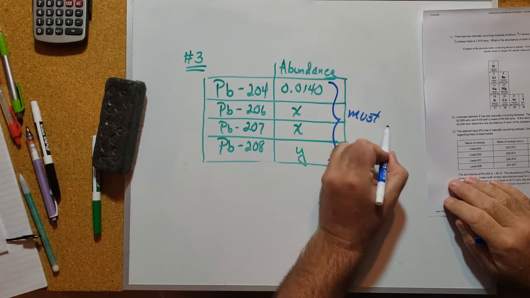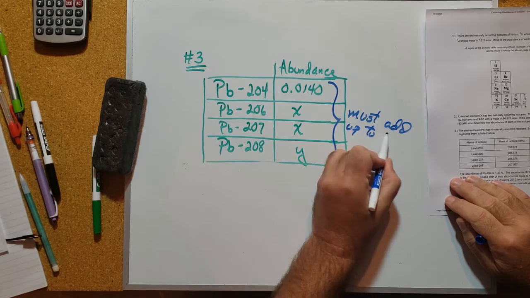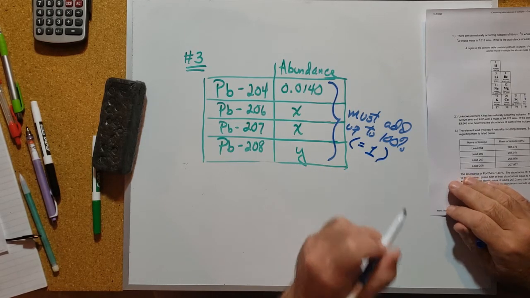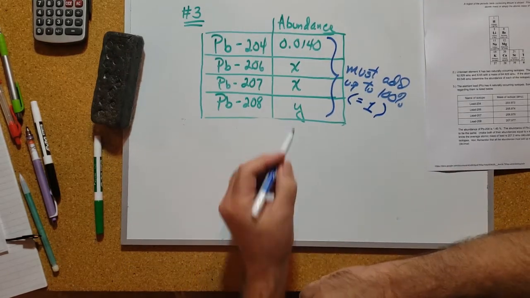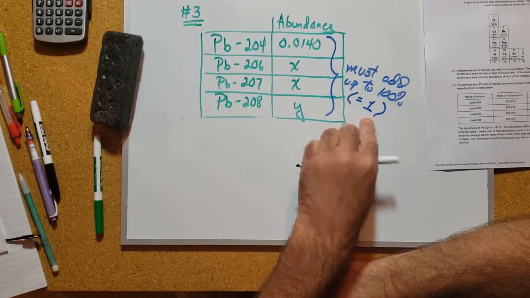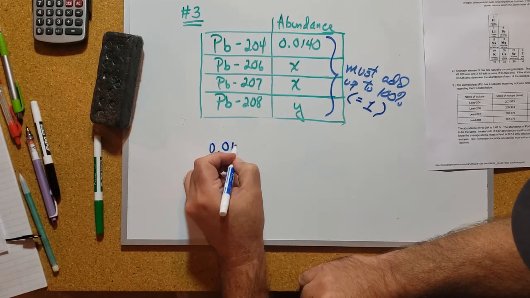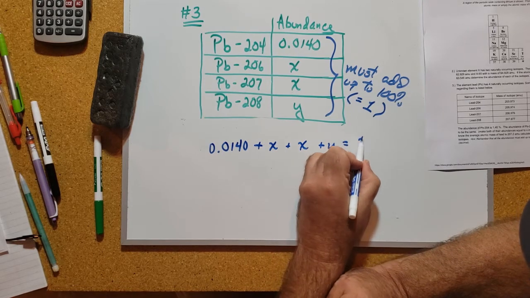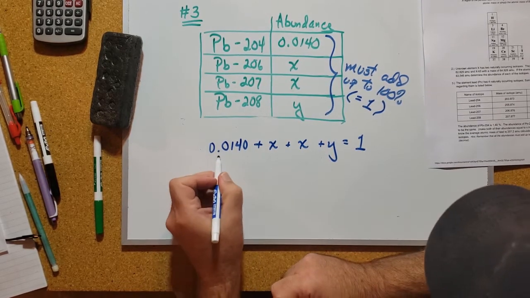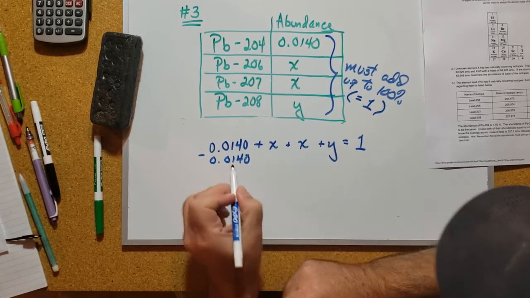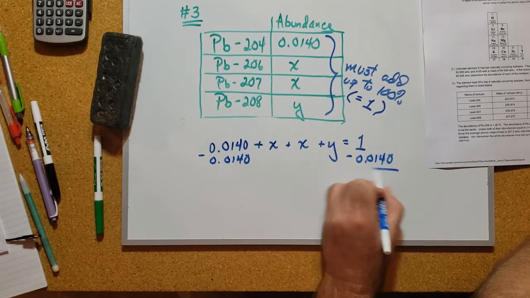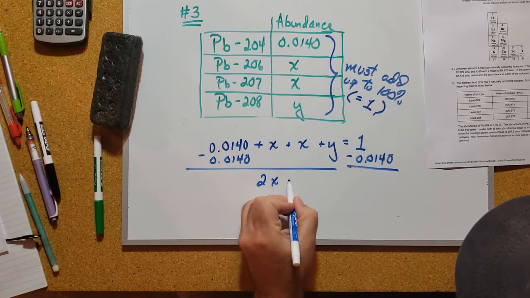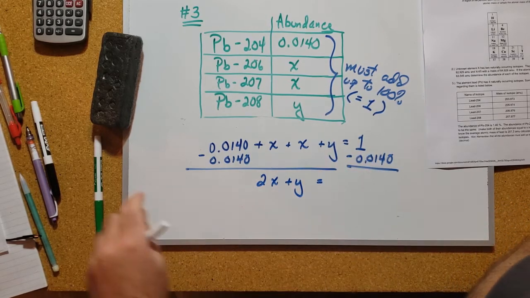These 4 percentages must add up to 100%, which as a decimal is equal to 1. So let's just write this equation out this way. This number plus this number plus this number plus this number equals 1. 0.0140 plus x plus another x plus y is equal to 1. All right, now let's go ahead and subtract 0.0140 from both sides. And then over on this side, it's just x plus y, but I'm going to combine the x's, so I'll get 2x plus y is equal to 1 minus 0.0140.